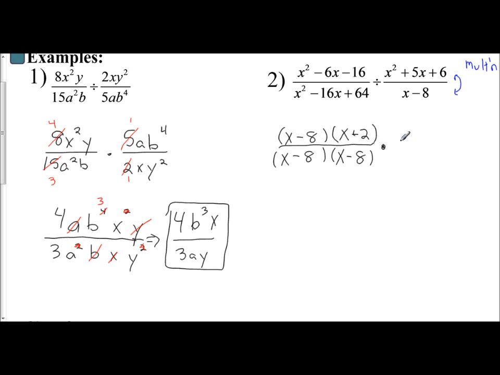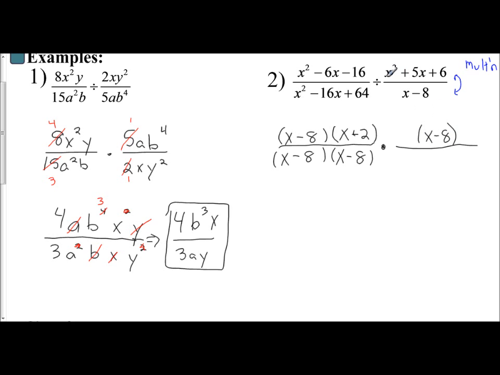Now I told you I'm going to flip and simplify in the same step. This x minus 8 is going to go to the top, since when I'm dividing by a fraction, I flip and multiply by the reciprocal. So I'm just going to leave that x minus 8 alone. I can't simplify it any further.